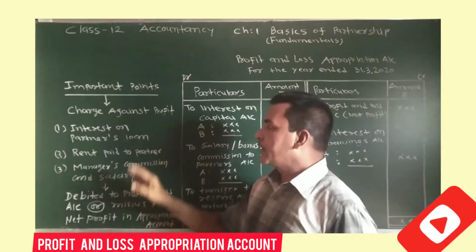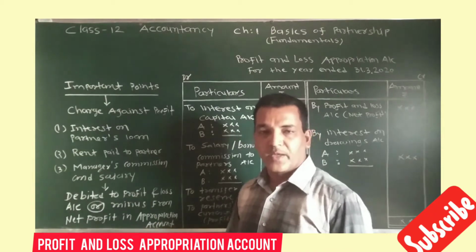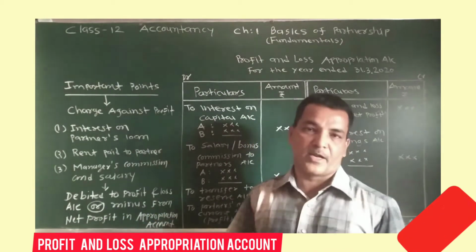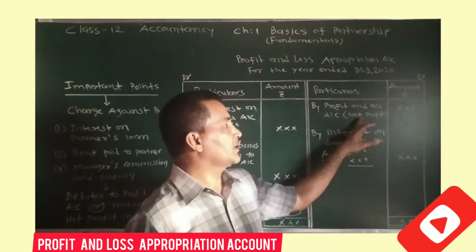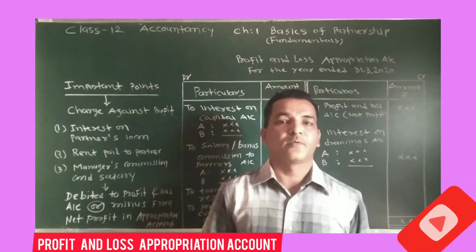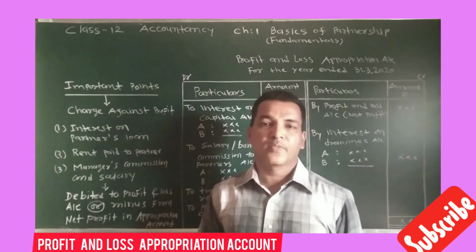These are all charges against profit, so they are debited to profit and loss account, or as I said, you can minus them from net profit in the appropriation account. You can minus from this net profit. So these are the important points which you have to take care of while preparing appropriation account.